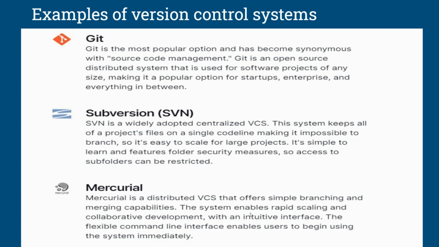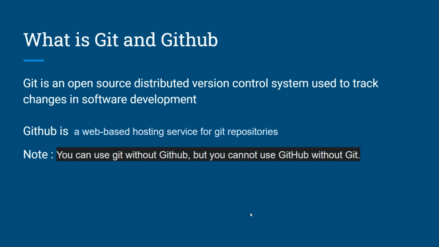So these are the three most popular version control systems that we have. But the one that is widely used by companies in this 21st century is Git. We have a question here: what is Git and GitHub? I forgot to put a question mark here.